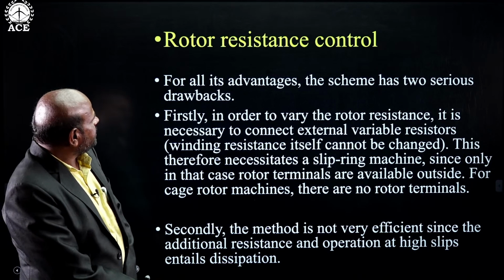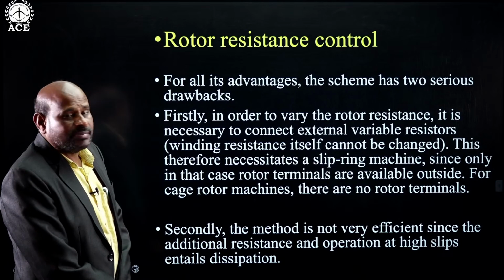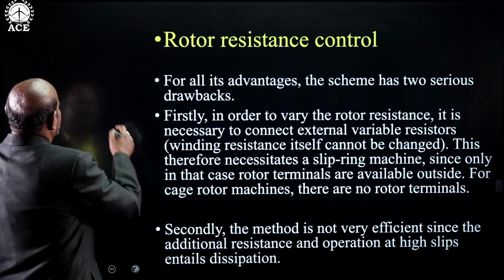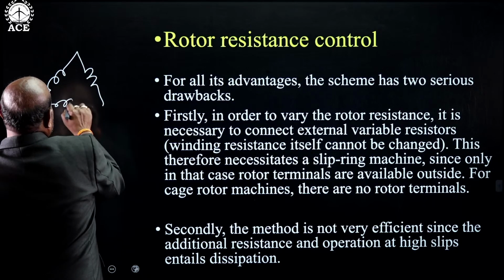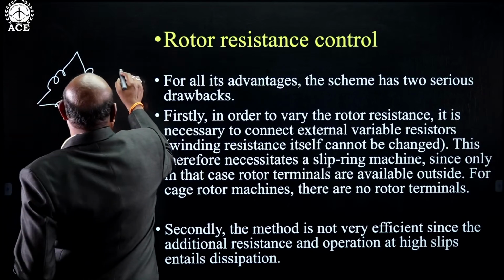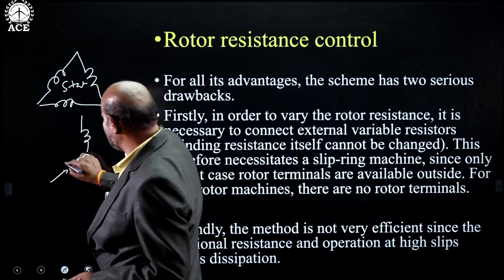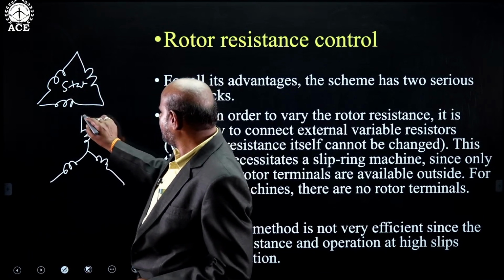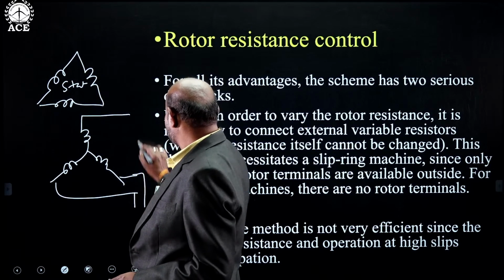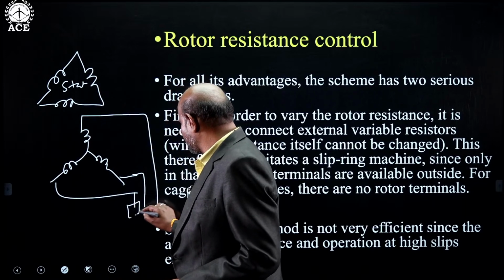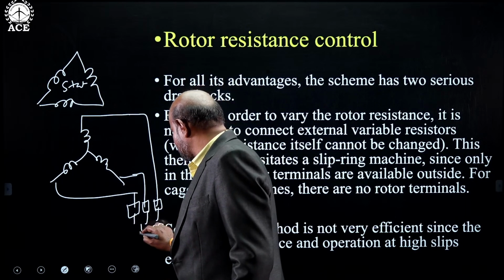Then rotor resistance control. This rotor resistance control can be applied only for slip ring induction motors. In case of slip ring induction motor, the slip rings are placed like this. If this is the stator, then the rotor is always designed in the form of star, and these windings are connected by means of slip rings, and to these slip rings variable resistors are connected.